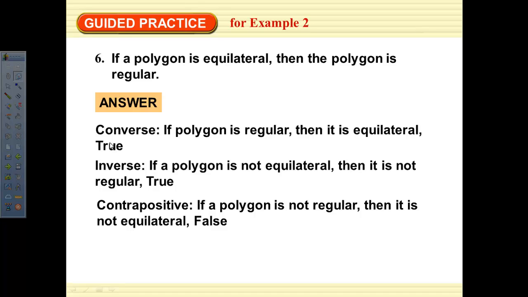The inverse should be true as well. If a polygon is not equilateral, then it is not regular, yes. If it's not equilateral, that's part of being regular, so that's true. And finally, the contrapositive, if a polygon is not regular, then it is not equilateral. That's false, because we could have an irregular polygon that's still equilateral. And that's it for this one.